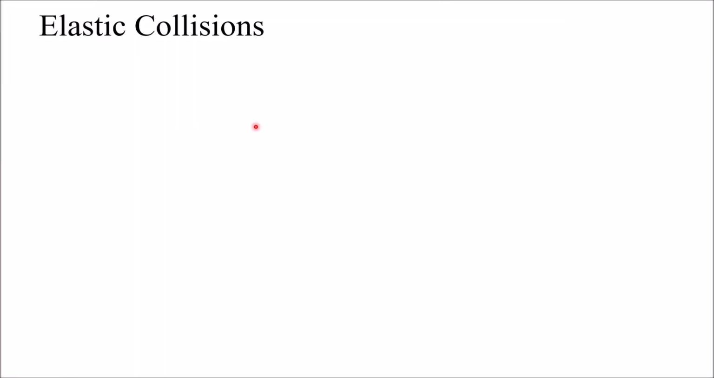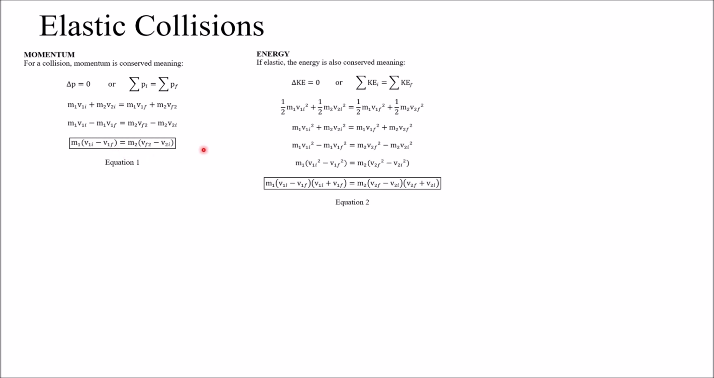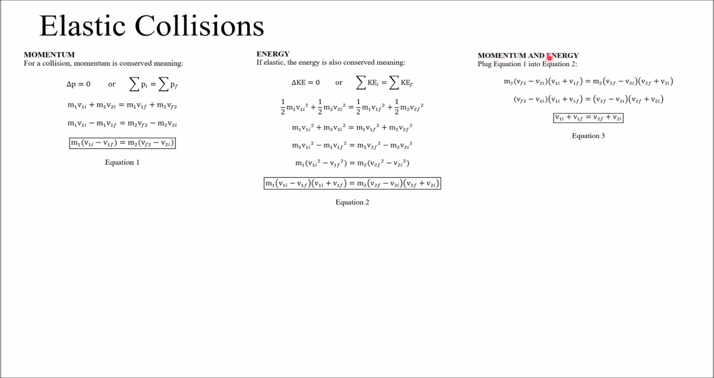So for elastic collisions, what we'll do is we look at the momentum and we'll say, okay, well, for a collision, momentum is going to be conserved. Let's assume that here. And so we get an equation 1 that represents this idea of momentum being conserved. And then we have energy is also being conserved. And so we can derive this equation 2 that represents the energy being conserved. And then we can look at the momentum and the energy together.